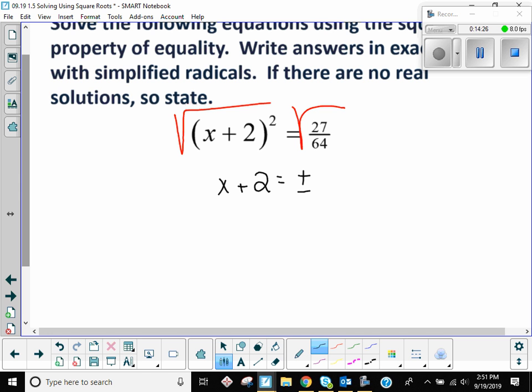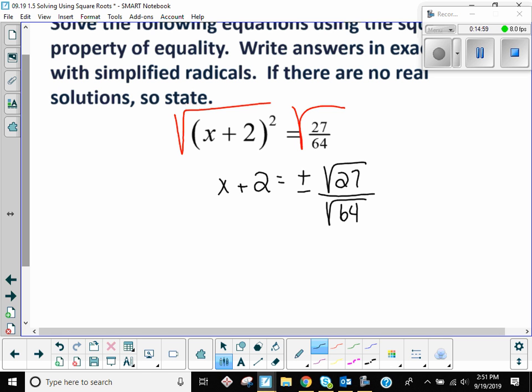And what did we talk about last week? How do you handle square roots that are a fraction? What do you remember? You make two different ones, right? You make a radical for the numerator and a radical for the denominator, and you simplify them separately. Which one is a perfect square? 64.